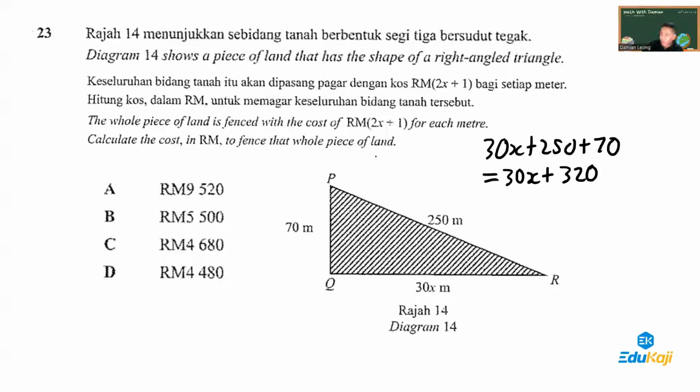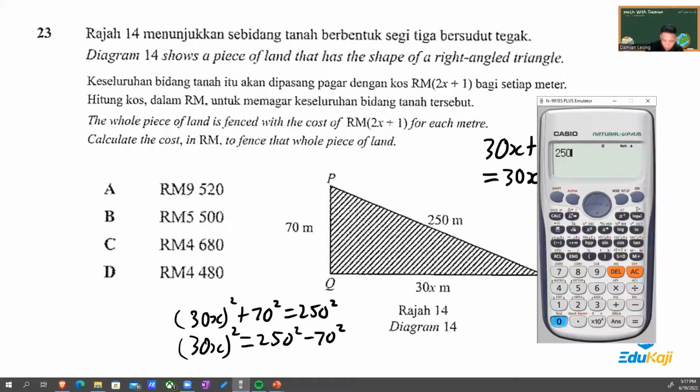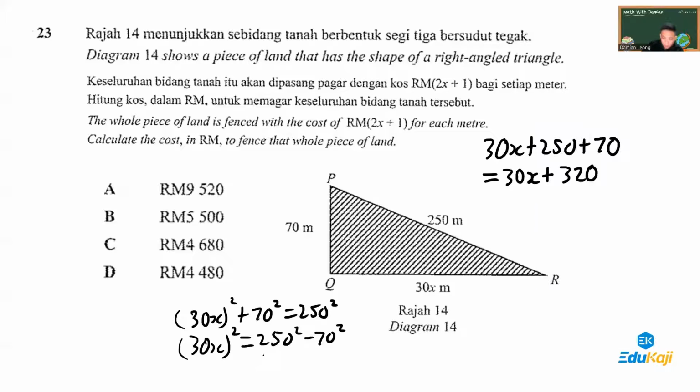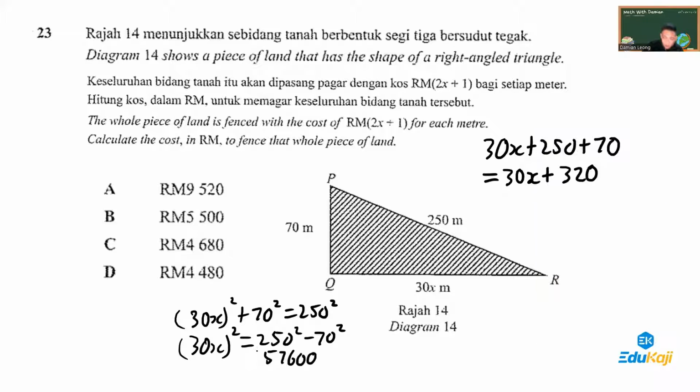So when we have a right angle triangle, the first thing that should pop up in your mind should be your Pythagoras theorem, which means 30x square plus 70 square equals 250 square. 30x square is 250 square minus 70 square. Let's count that first. 57,600.